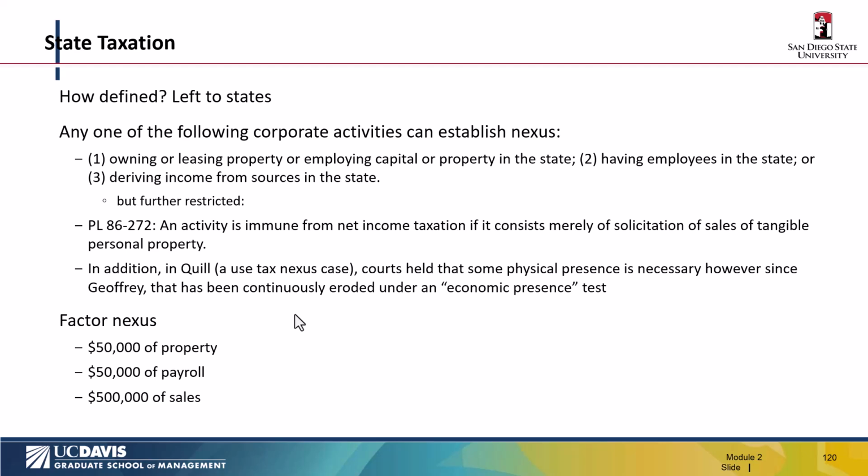So in addition, in Quill, which was a use tax nexus case, courts held that some physical presence is necessary. But for now 2 decades under the Jeffrey case, that has been continuously eroded, and it's much more likely that we need to be looking at an economic presence test, not a physical presence test. So there's also something called factor nexus. So factor nexus can be defined, for example, by, if you've got 50,000 of payroll, 50,000 of property, or 500,000 of sales, we don't care whether you're protected from Public Law 86-272 or anything else, you're going to be subject to tax in our state.